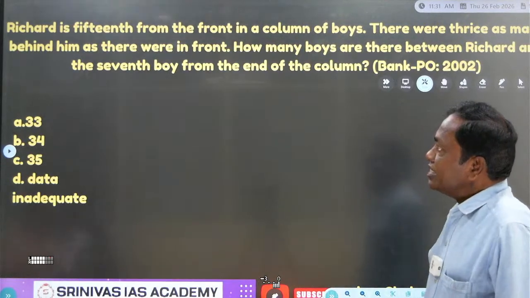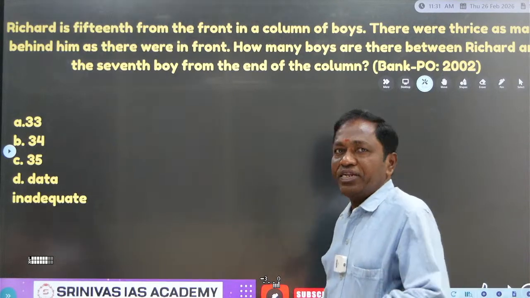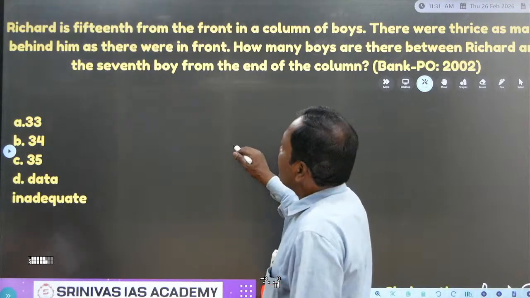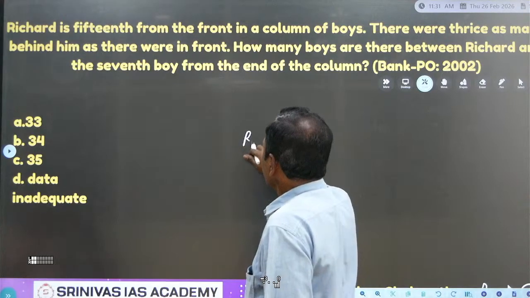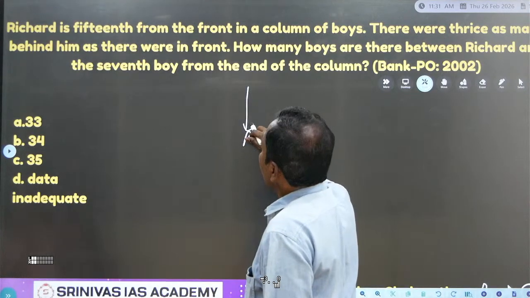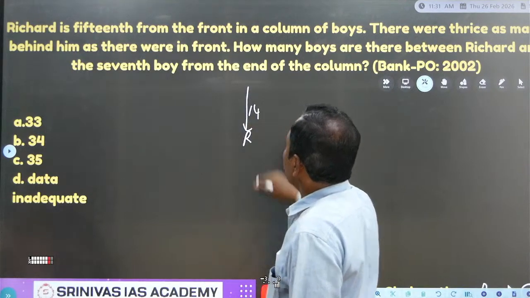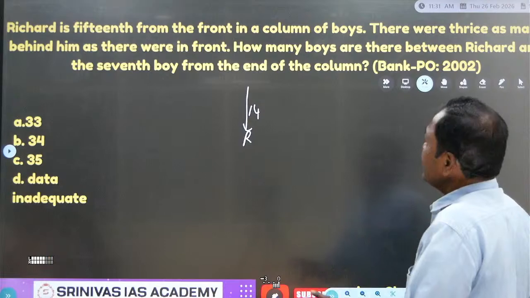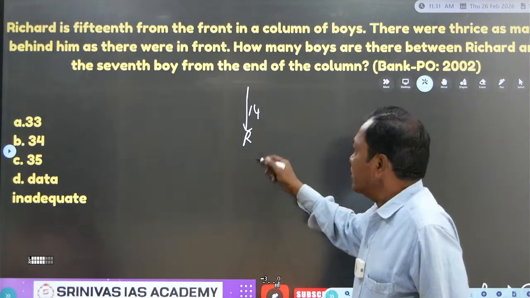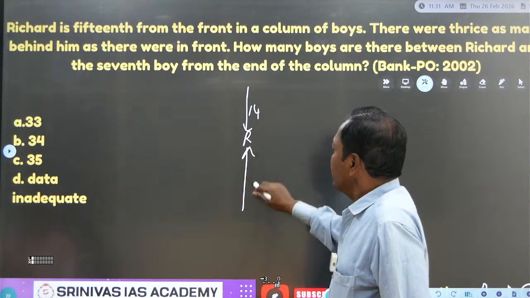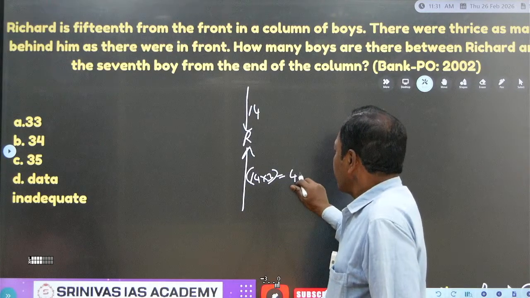Now, Richard is 15th from the front in a column of boys. Front means you can put it in any form like that. Richard is 15th from the front in a column of boys. Richard, there are 14 in front, right. There were thrice as many behind him as there were in the front. Front, how many people are there? 14. Behind is said 3 times. 14 into 3. It means this is 42.